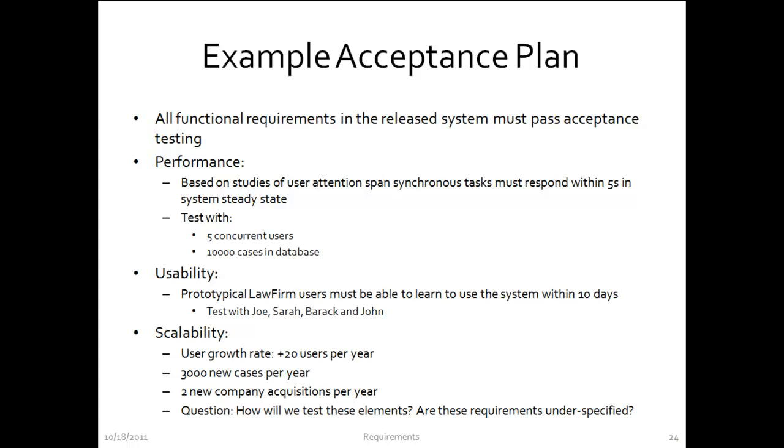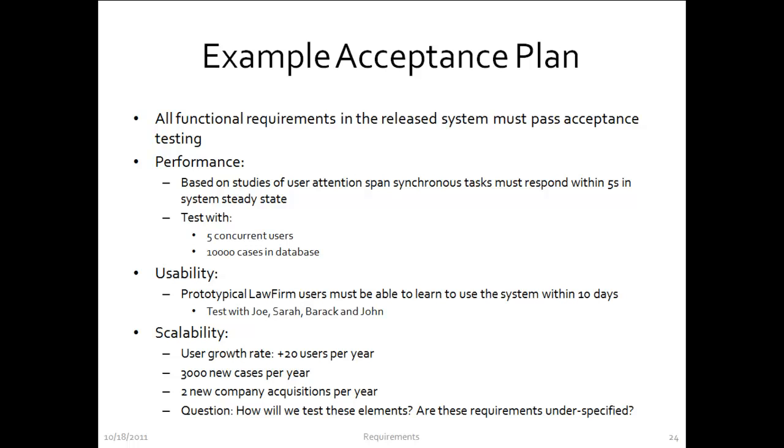So in a typical acceptance plan, the clause for the functional requirements is usually not spelled out in detail. Typically, there's simply a line that says all functional requirements in the released system must pass acceptance testing, or something like that. Of course, if there's a very critical functional requirement, you might provide some more detail. But typically, all that is said in an acceptance plan is all the things it was supposed to do, well, it should do it.